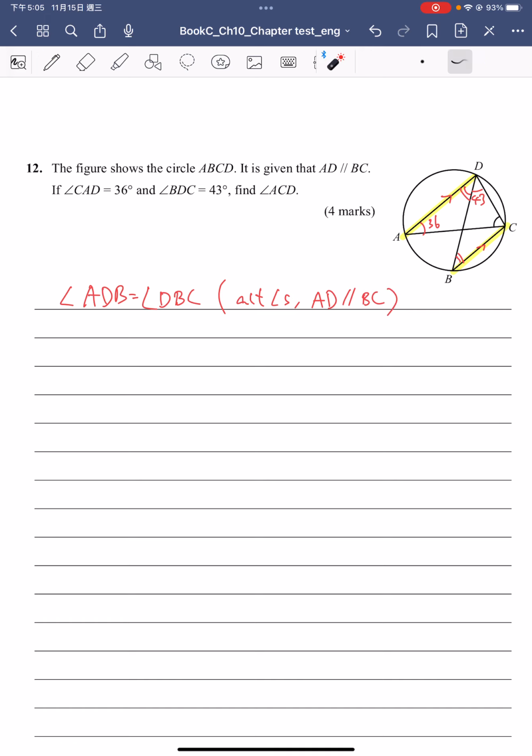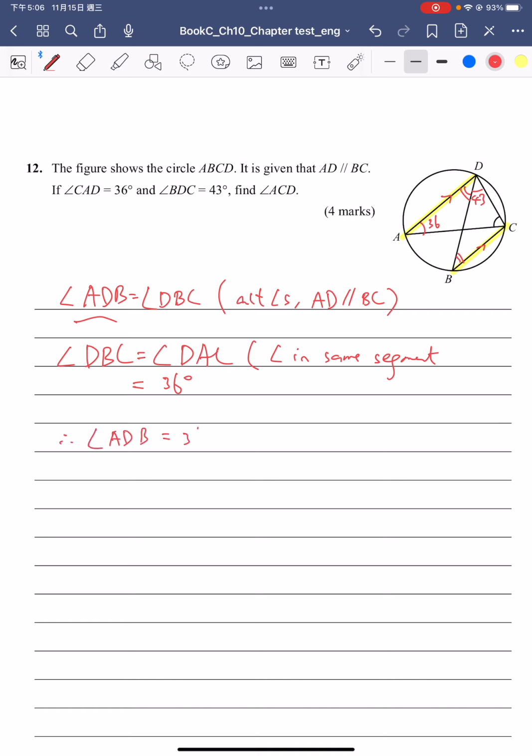And then we can say that this angle is actually equal to this angle by using the angle in the same segment. So angle DBC is equal to angle DAC as well, by using the angle in the same segment. So angle DBC is actually equal to 36 degrees, so ADB is equal to 36 degrees as well.